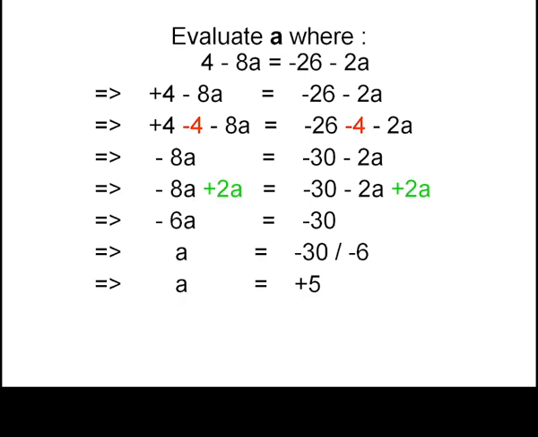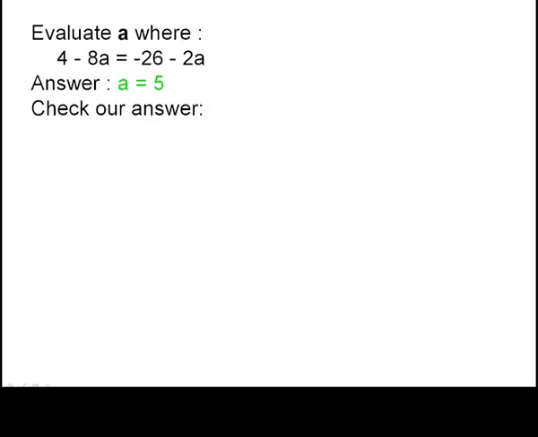So we think we're happy with that answer, but let's go and check it, because remember, whenever we find out an answer for the variable part of an expression, it's nice to go back and check what we would have got in the original 2 expressions. So we were asked to evaluate a, where the expression 4 minus 8a had the same value as negative 26 minus 2a. And we said our answer was 5, so let's check our answer.